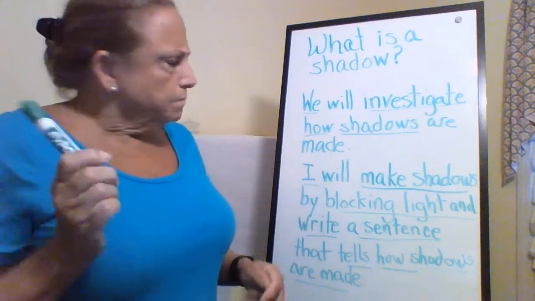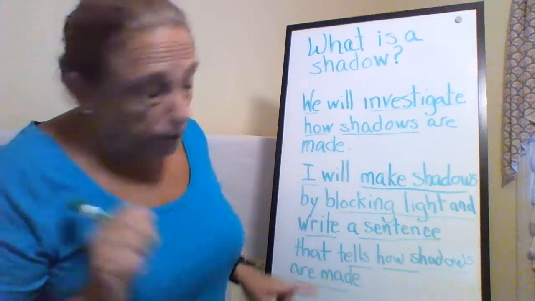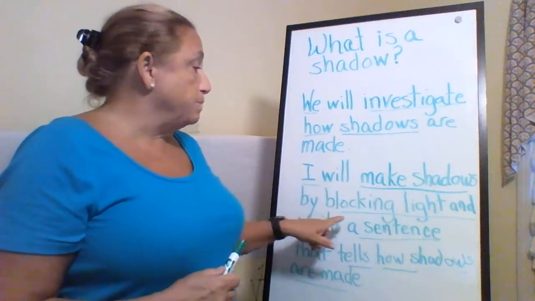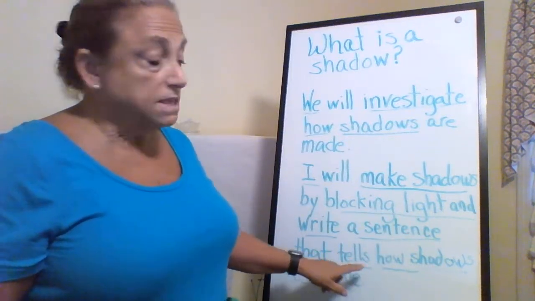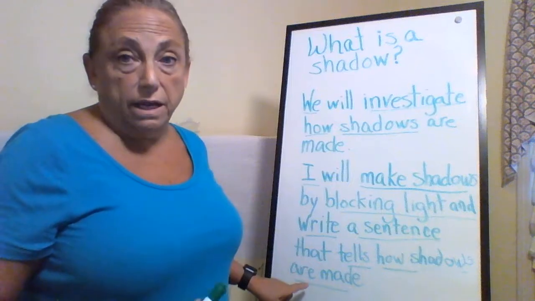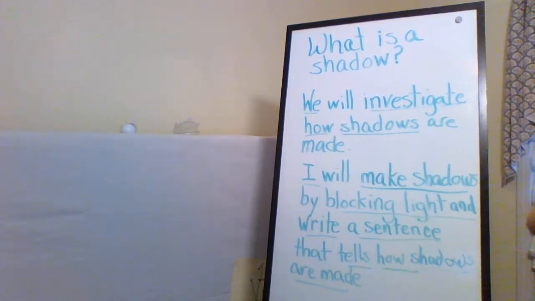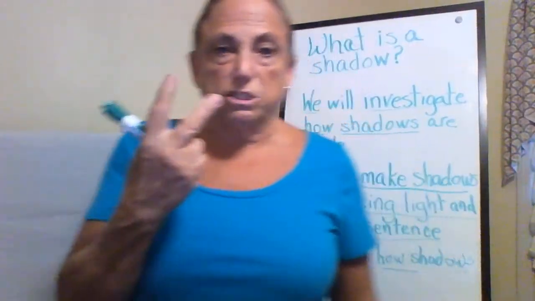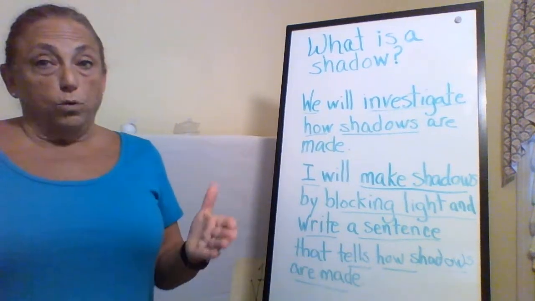What makes them? After that, you will make shadows by blocking light and write a sentence that tells how shadows are made. And you're going to do this in your book on page 2. Page 2 in your book. So that we'll talk about later.